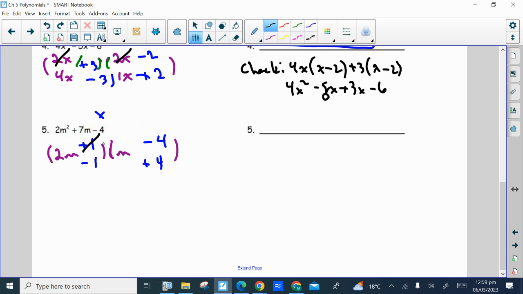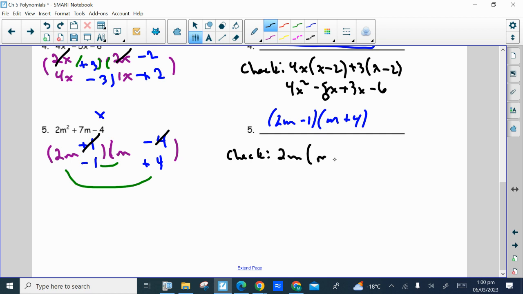We can cross those off. So that means the other ones should work. The 2m times a positive 4 gives us positive 8m. The negative 1 times m is minus 1m. 8m take away 1m is positive 7m. That is the correct middle term. So those should be our factors. 2m minus 1 and m plus 4. But to make sure, we will check. Using the distributive property, we'll multiply these out.